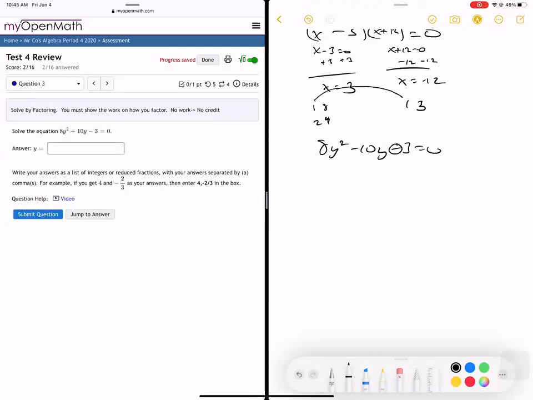1 times 1 is 1. 8 times 3 is 24. That doesn't work. Flip. 1 times 3 is 3. 8 times 1 is 8. Those do not subtract out to become 10. Let's switch to the other numbers. 2 times 1 is 2. 3 times 4 is 12. Hey, 12 and 2 do subtract out to become 10.